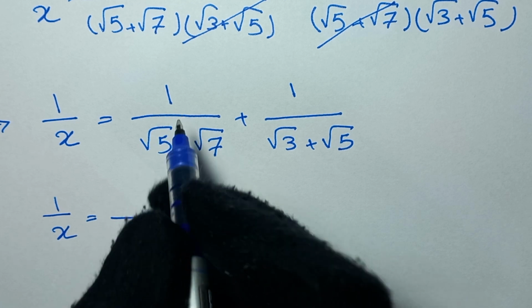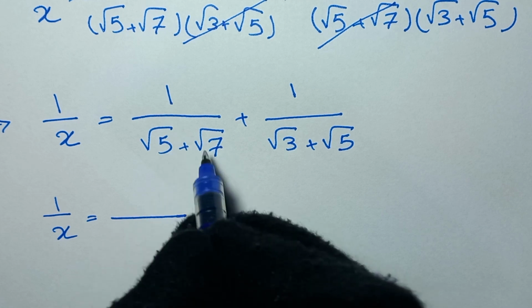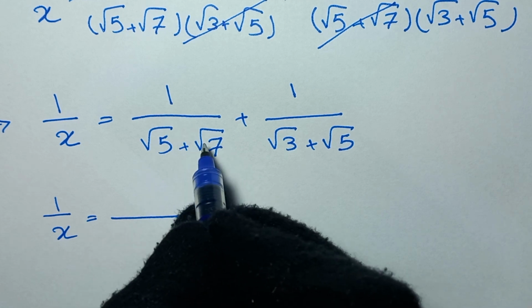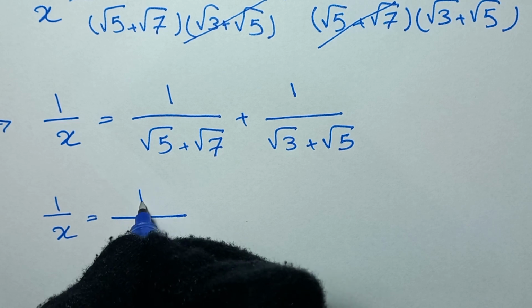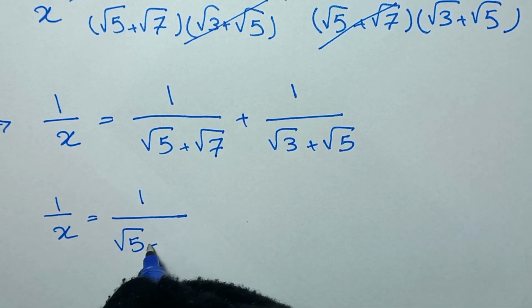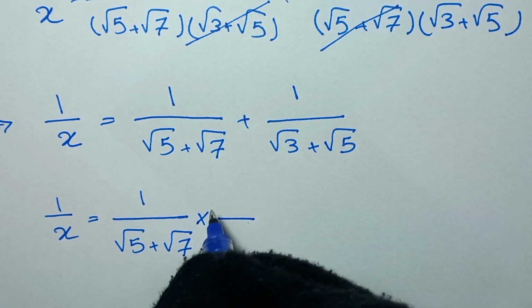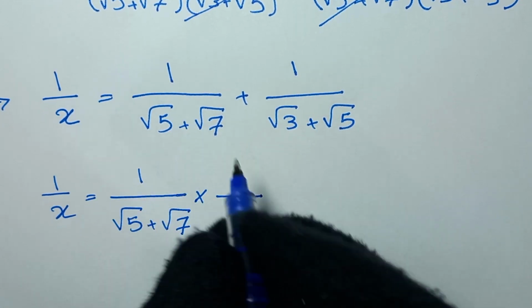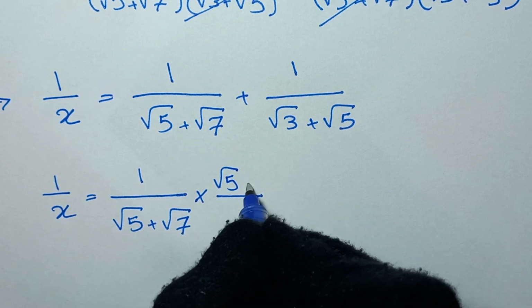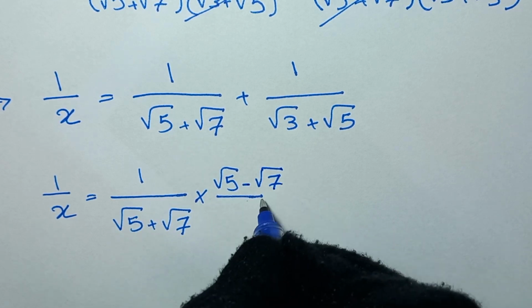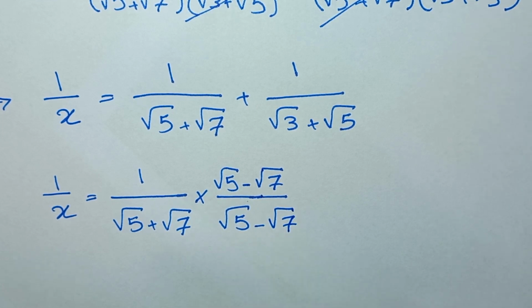for rationalizing this, we should multiply numerator and denominator by this fraction's denominator conjugate pair, right? So it will be 1 over square root of 5 plus square root of 7 and we multiply this numerator and denominator by this conjugate pair. So this conjugate pair, in here we have plus, so we write square root of 5 minus square root of 7, right? And over square root of 5 minus square root of 7.